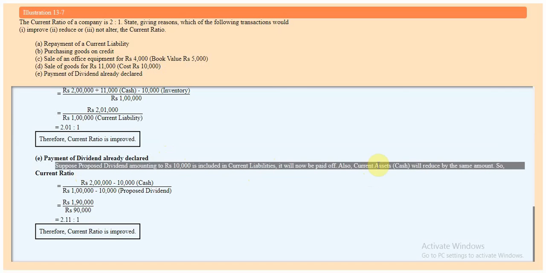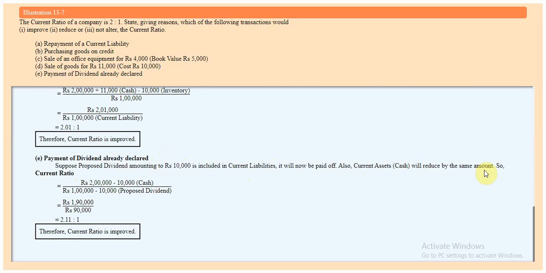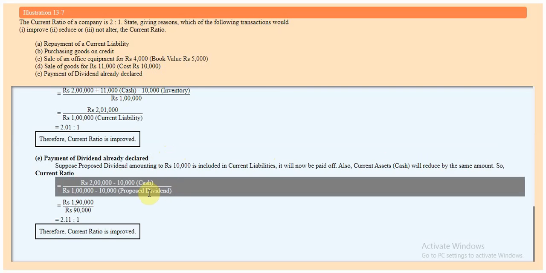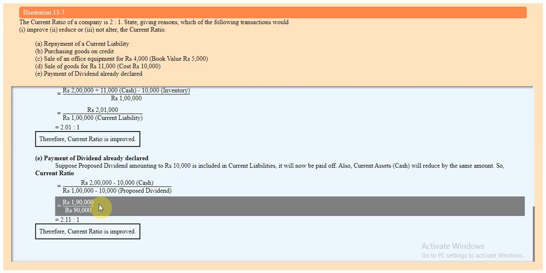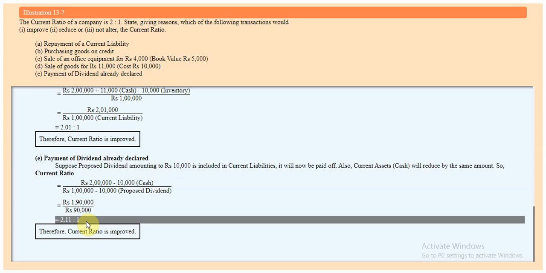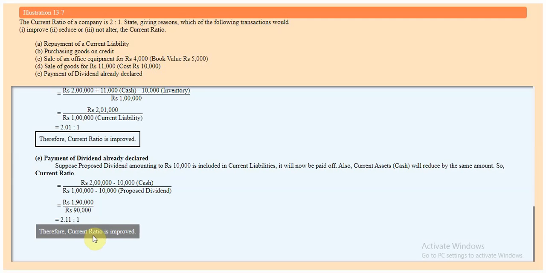So what happens to current assets? Cash will reduce by the same amount. So what happens? Current assets will get reduced by cash. 10,000 rupees will be reduced from current assets, and from the liabilities, proposed dividend of 10,000 rupees becomes nil now because we have paid that proposed dividend. So that has to be reduced. So current assets becomes 1,90,000, current liability becomes 90,000, and the ratio becomes 2.11:1. So current ratio has improved.